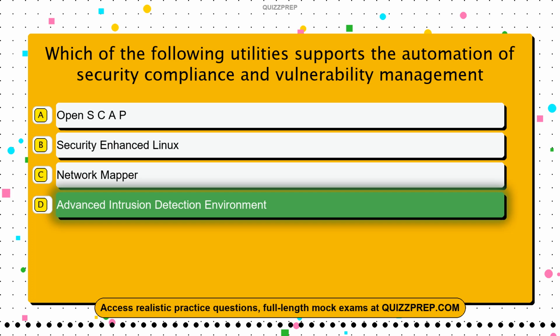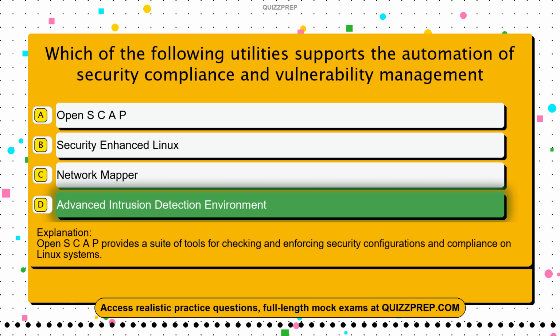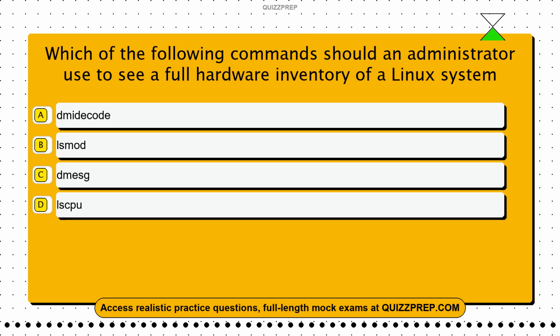The correct answer is option D. Advanced Intrusion Detection Environment. OpenSCAP provides a suite of tools for checking and enforcing security configurations and compliance on Linux systems. Question 23. Which of the following commands should an administrator use to see a full hardware inventory of a Linux system? Option A. dmidecode. Option B. lshw. Option C. lsmod. Option D. lspci.